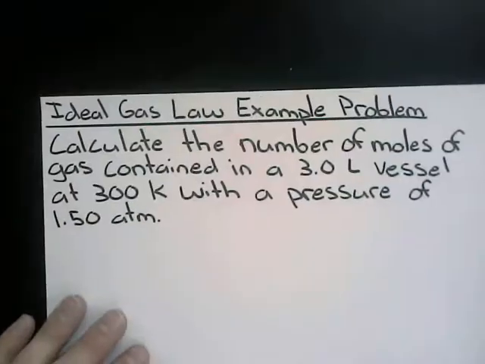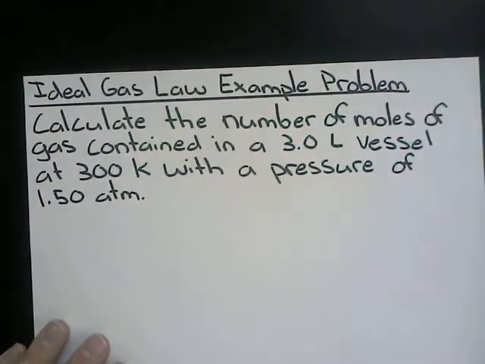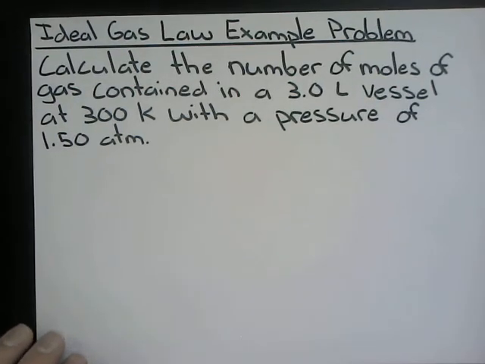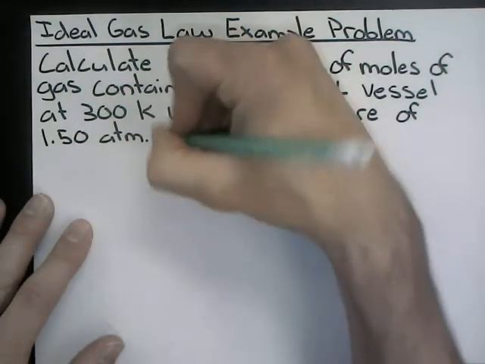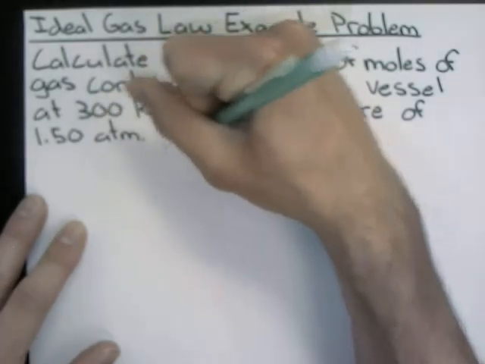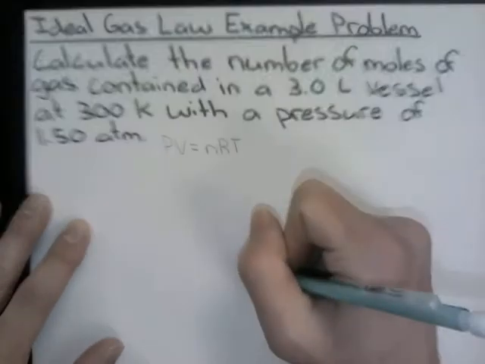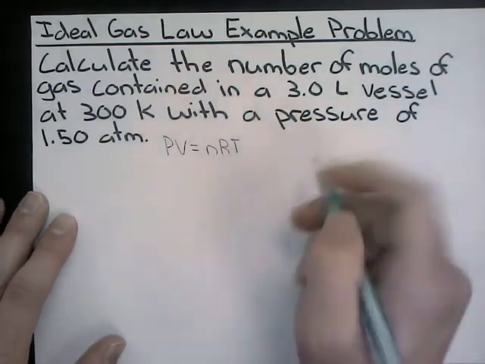Okay, so our example problem here says: calculate the number of moles of gas contained in a 3-liter vessel at 300 Kelvin with a pressure of 1.50 atmospheres. So again, we're using the ideal gas law. The ideal gas law formula is PV equals nRT. Okay, now what we need to do is list out all of these variables.